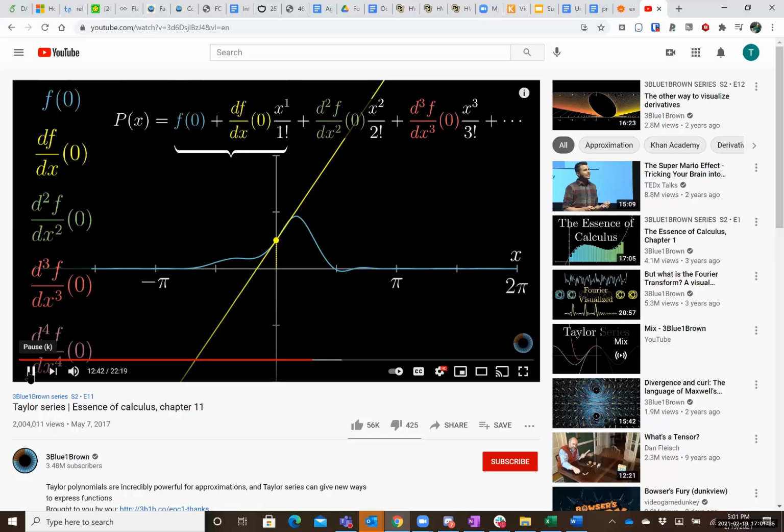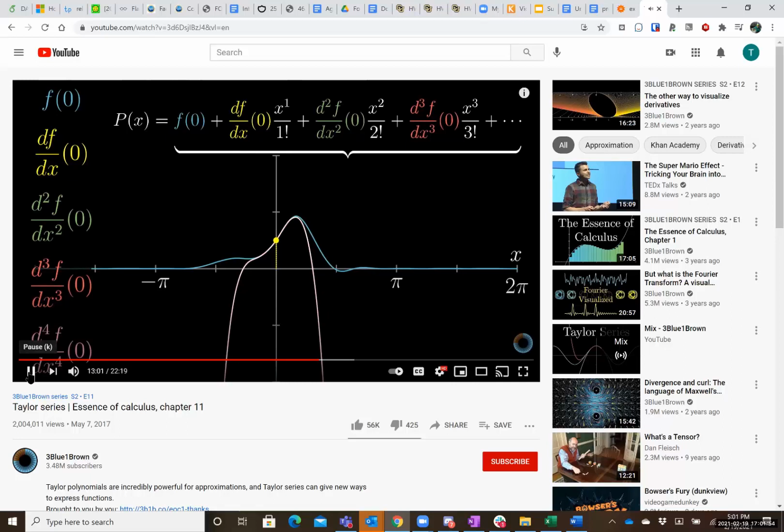But you can see as he goes on, it'll get better and better. The next term ensures that the rate at which the slope changes is the same at that point, and so on, depending on how many terms you want. The more terms you choose, the closer the approximation, but the trade-off is that the polynomial you'd get would be more complicated.